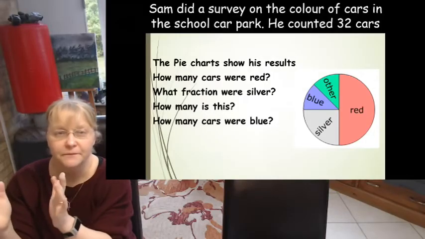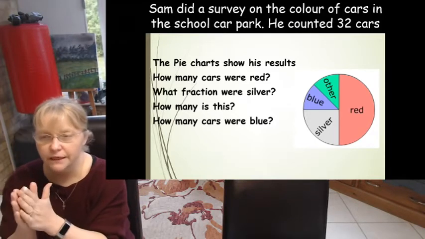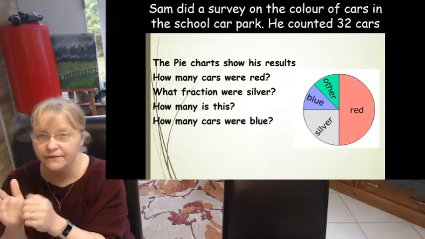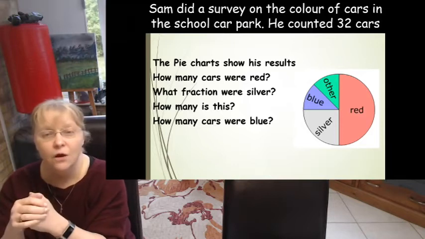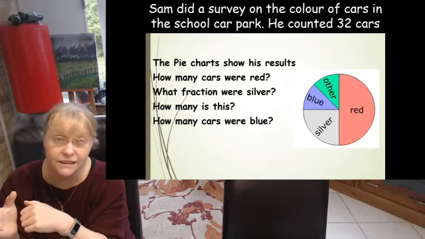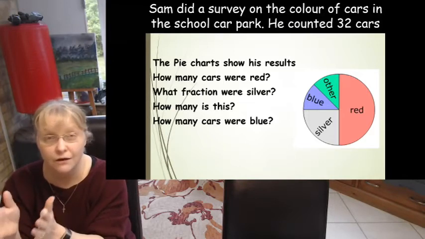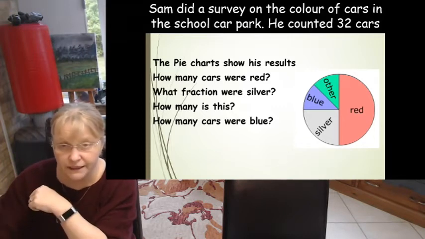Okay, welcome back. So, as we can see here, how many red cars were there? Well, the pie chart shows half of them were red. So if he counted 32 cars, half of the 32 would be 16. What fraction was silver? If you look at the shape, it's 90 degrees, or you could just look at the shape and say, actually, it's a quarter of the whole circle. So the fraction is 1/4. Let me just write that in.